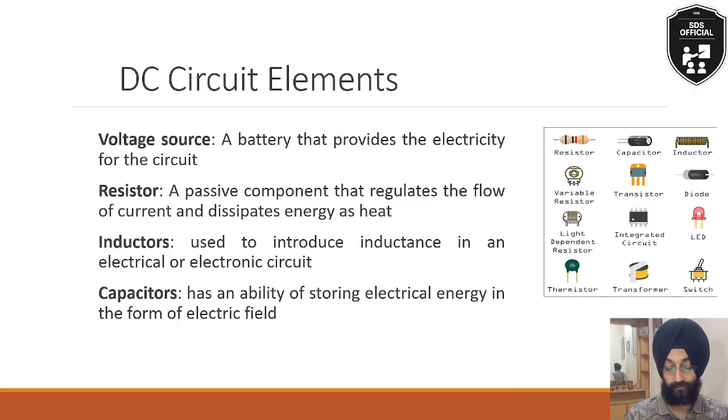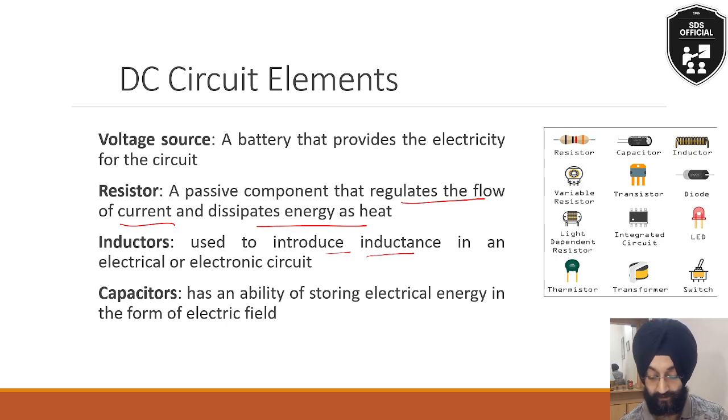Let us move further. So these are the definitions. Number one is voltage source, a battery that provides the electricity for the circuit. A resistor is a passive component that regulates the flow of current and dissipates energy as heat. Inductors are used to introduce inductance. Inductance is the property by virtue of which inductors store magnetic field.